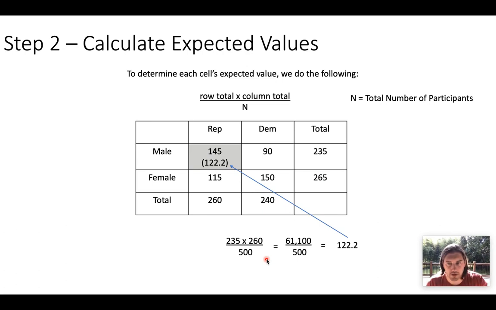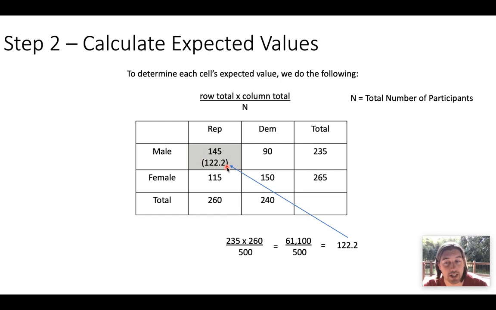And so then we just do the math. 235 times 260 is 61,100. Divided by 500 is 122.20. Now, we want to hang on to this value because that's our E. That's our expected value for that cell. So what I like to do is write it in that cell in parentheses so that we know that it's the expected value.